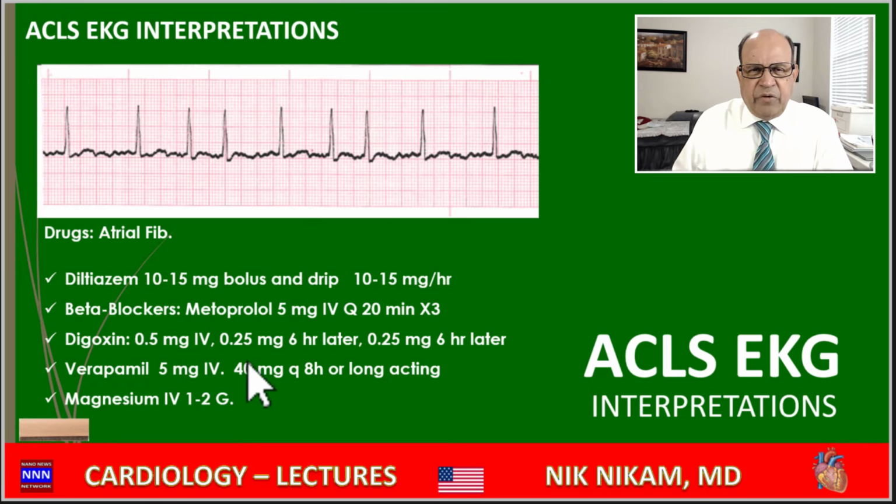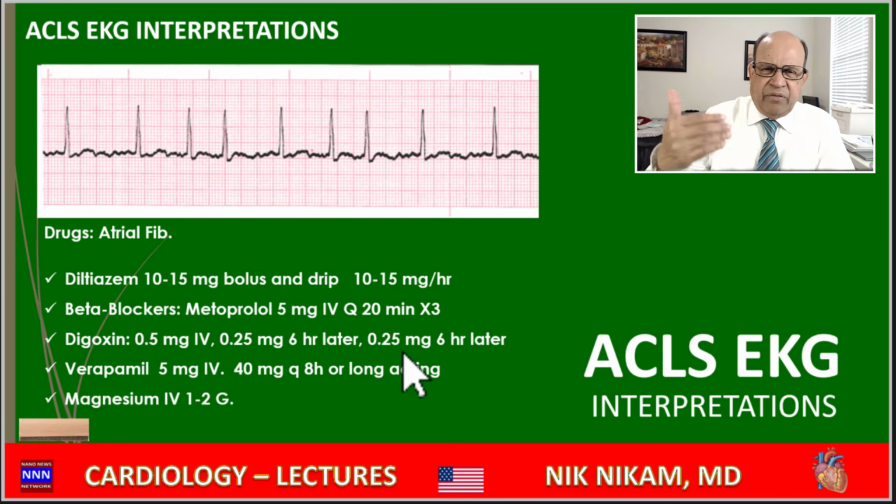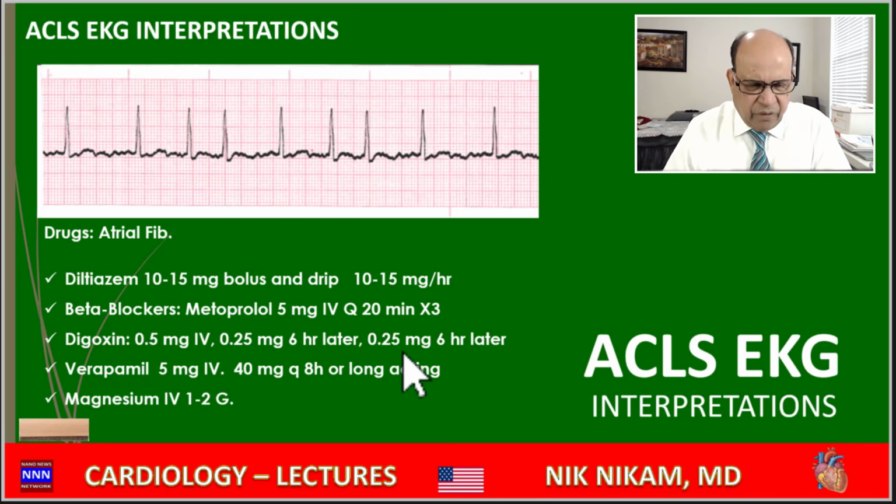If the rate is still not controlled on beta blockers, we can use digoxin, using 0.5 milligrams digoxin IV and 0.25 milligram of digoxin 6 hours later, and a third dose of 0.25 milligrams 6 hours after the second dose. Once these patients are digitalized, they are maintained on digoxin based upon their renal function. IV verapamil can also be used similar to the beta blocker use. The advantage of verapamil is that it can be used in patients with chronic lung disease.